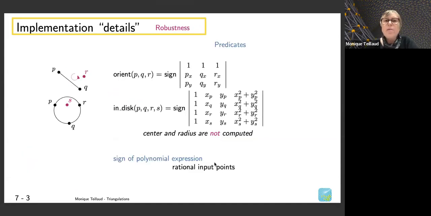Even more important is the robustness. We will never compute the center for the Delaunay triangulation for making decisions. We never compute centers or radii because they would have rounding errors. So we compute directly the predicates as signs of polynomial expressions. If you assume that the input points are rational, you have signs of polynomial expressions on rationals.